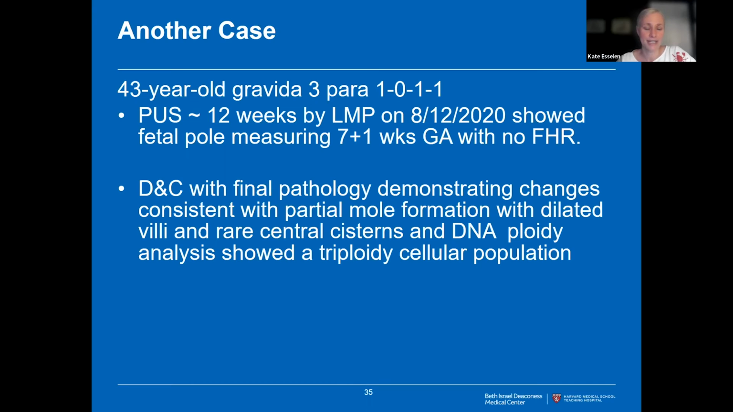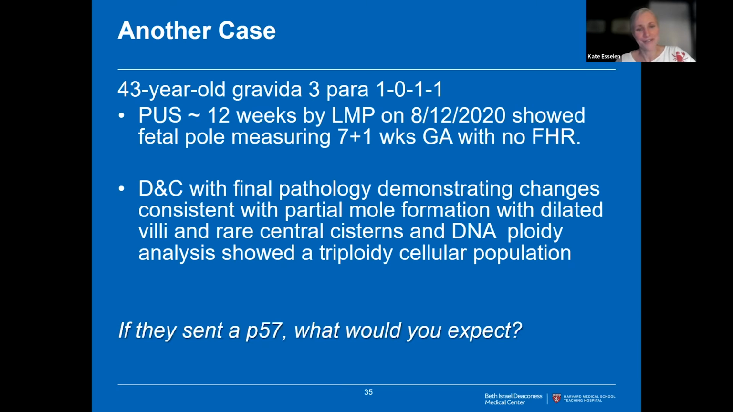The next case is a 43-year-old G3P1 who presented at 12 weeks by her LMP, and she had a fetal pole visualized on her ultrasound, but no fetal heart rate. She ended up undergoing a D&C, and the pathology showed a partial mole. There were dilated villi, rare central cisterns, and there was triploidy on cytogenetic analysis.